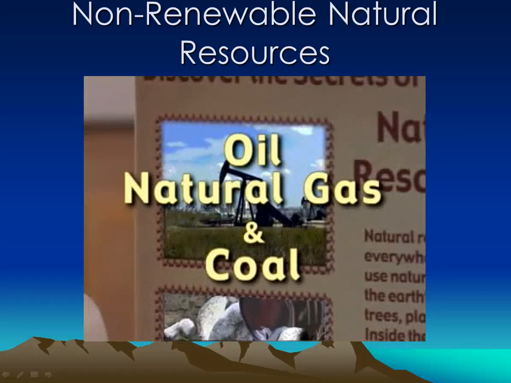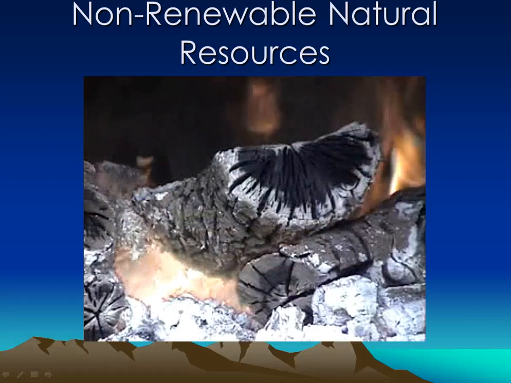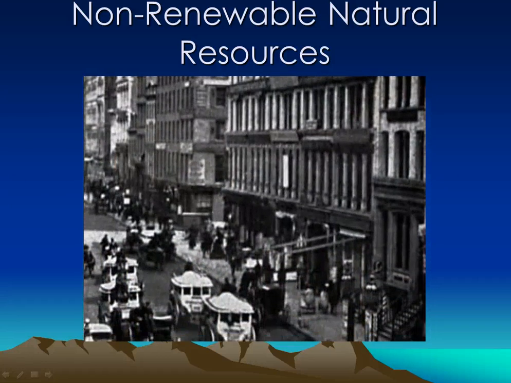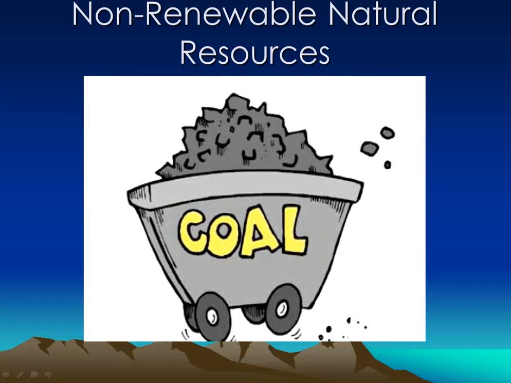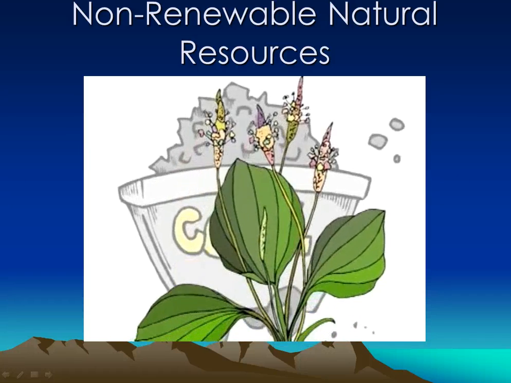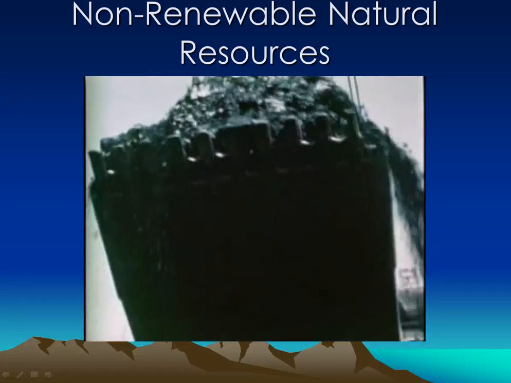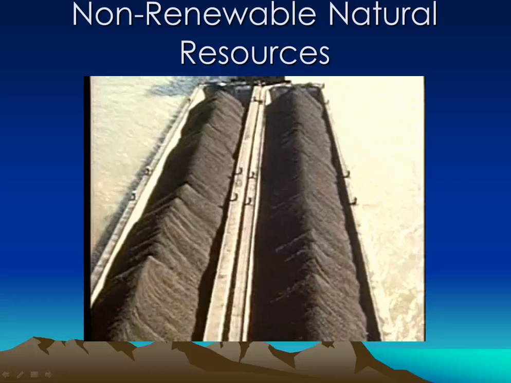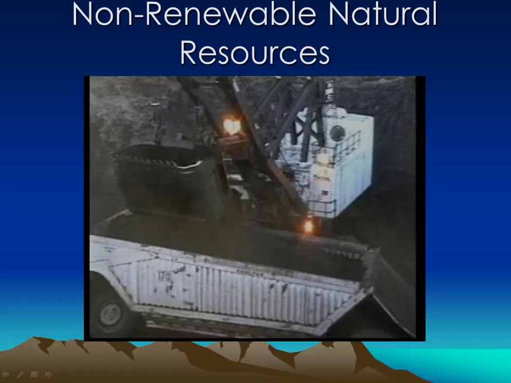Oil, natural gas, and coal. Long ago, people burned wood to heat their homes. When factories and cities grew, people needed a better way to get energy, so they started mining coal. Coal has been formed from the remains, or fossils, of plants that lived millions of years ago. Coal is a dark black or brown substance that is found in the earth. Coal is a non-renewable natural resource because it takes over 1 million years to make. Coal also has to be removed from the earth by mining.